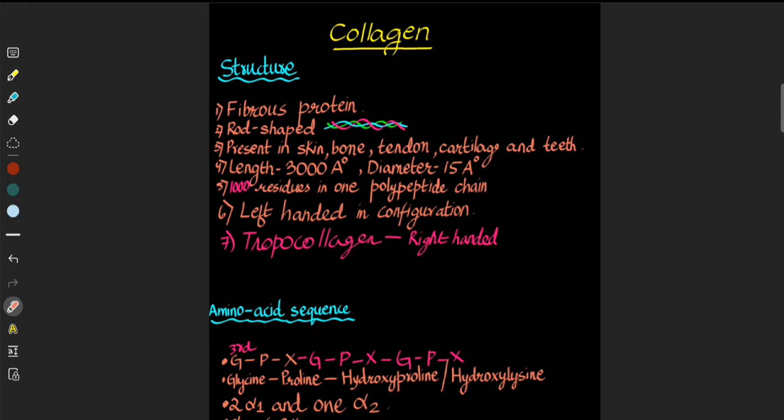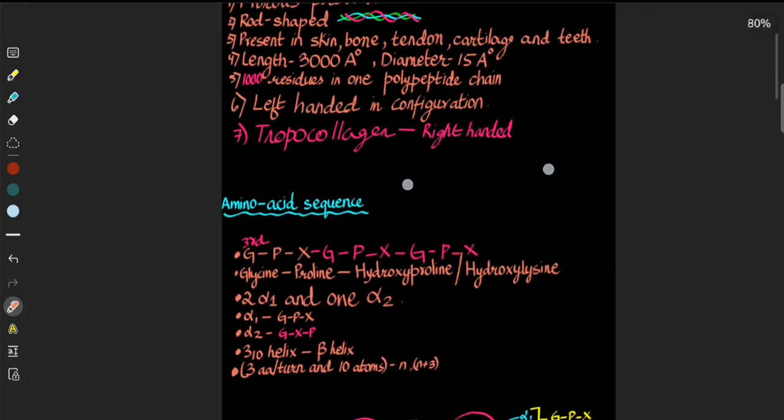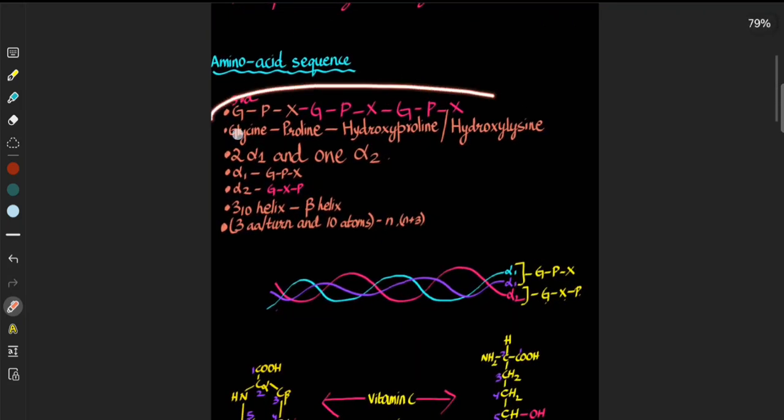So today we learned about the structure of collagen. It is fibrous, rod shaped. It is present in skin, bone, tendon, cartilage, and teeth. And then the length, diameter, how many amino acids are there in one polypeptide chain, what is the configuration as a single polypeptide, and as it makes a triple helical structure, what is the conformation like over here, right? And then the amino acid sequence, we learned about this as well.